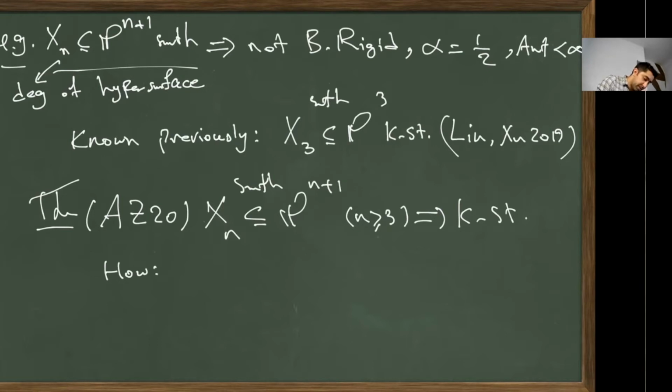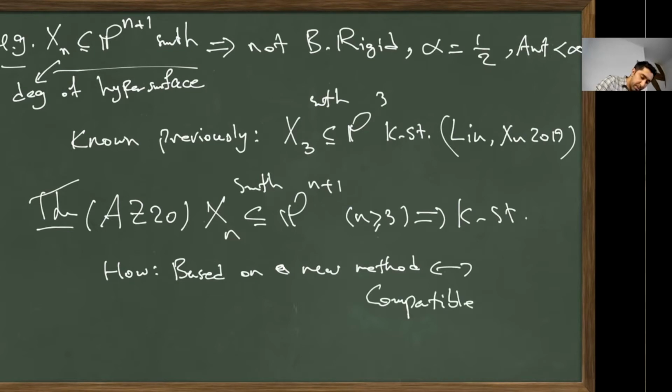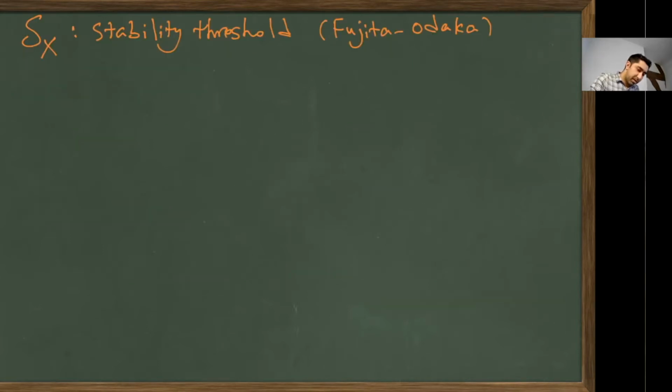And how do we do this? It's based on a new method. We call it compatible divisors. The main bulk of the talk today is about these compatible divisors and why they're useful in this topic.